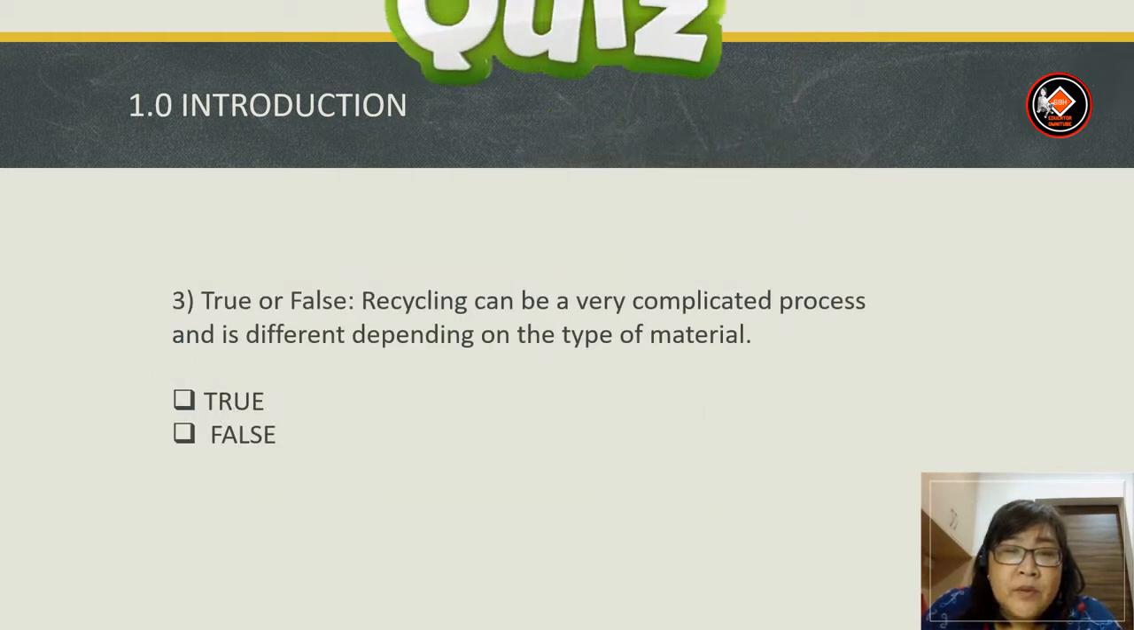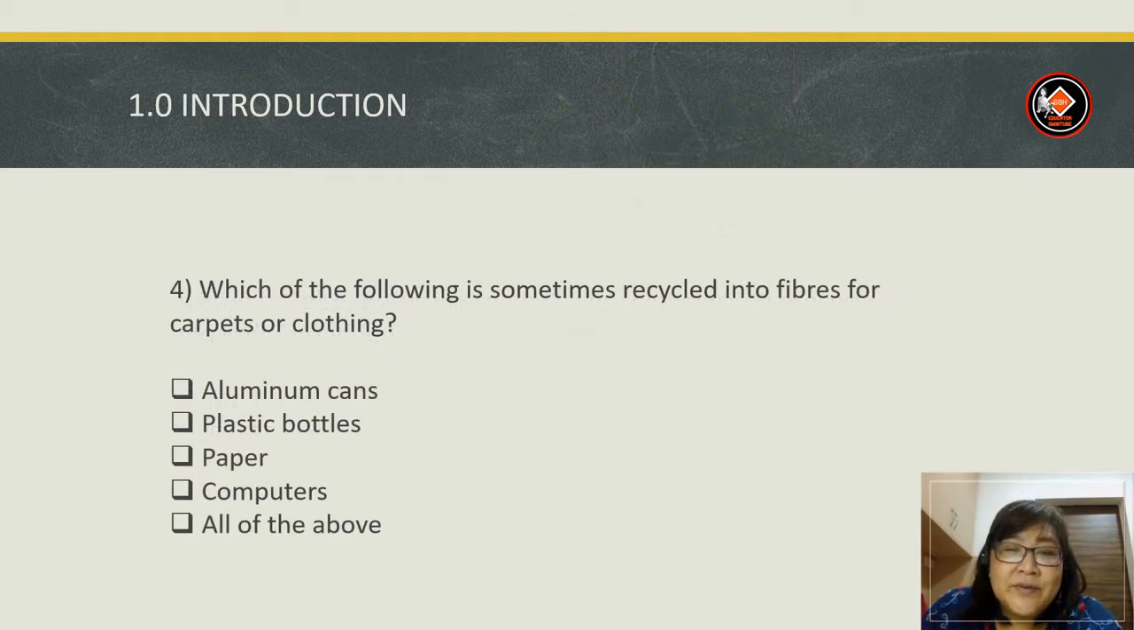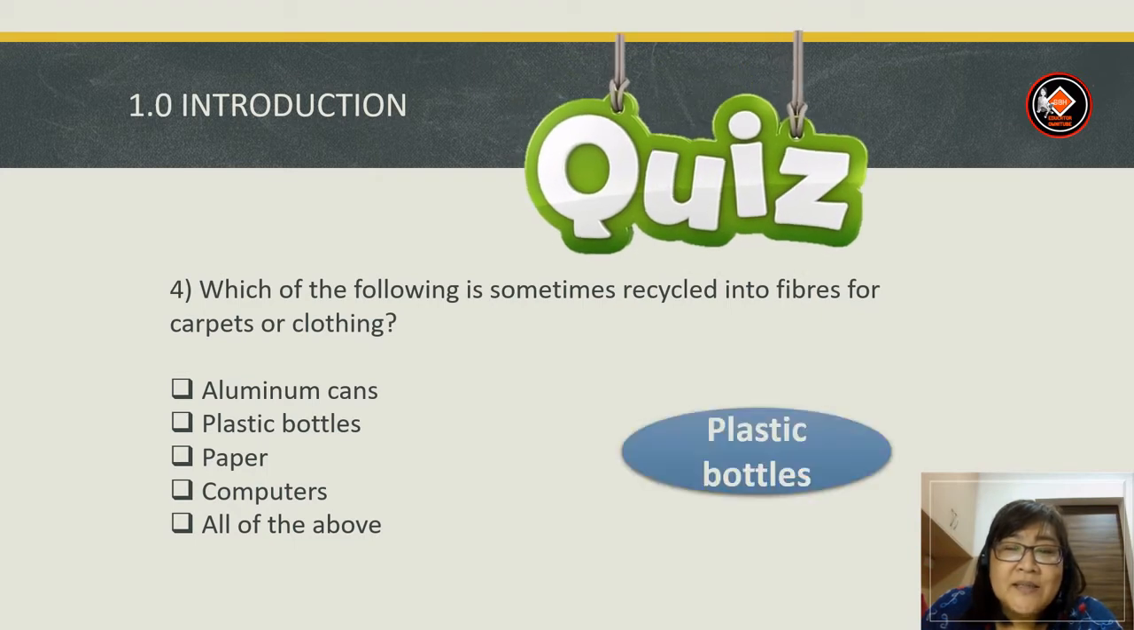Question 3. True or false? Recycling can be a very complicated process and is different depending on the type of material. So true or false? Answer is true. The fourth question, which of the following is sometimes recycled into fibers for carpets or clothing? Aluminum cans, plastic bottles, paper, computers, all of the above. So the answer is plastic bottles.